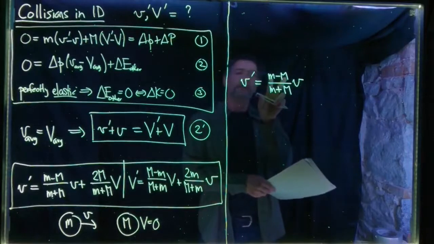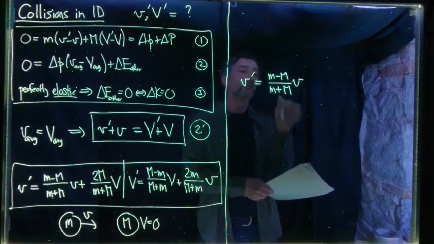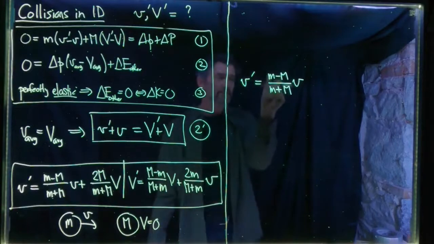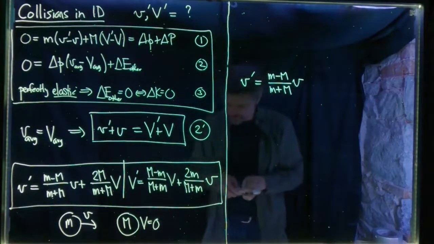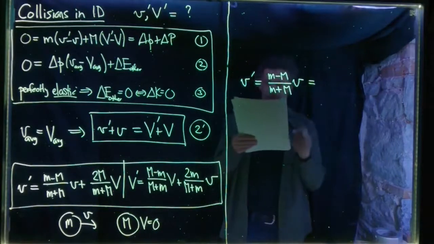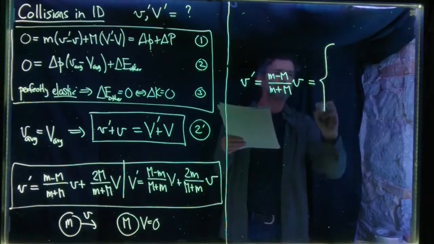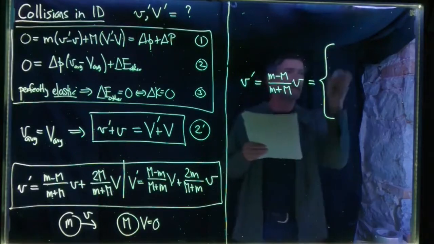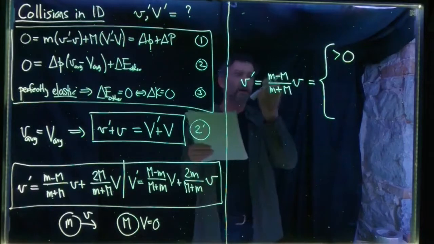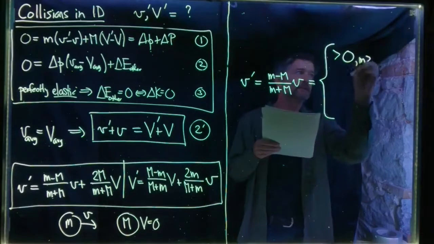Okay, so let's look at that. You can see that there's a difference in the numerator. If little m is bigger than big M, then v prime is positive, so it goes off to the right. If we reverse that situation, then v prime is negative, and it goes off to the left. So let's look at those cases separately. There's a bunch of different cases here. There's the case that this is positive, and this happens if little m is bigger than big M.